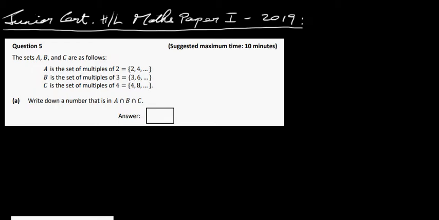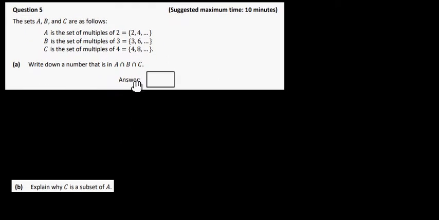Okay, so let's have a look at the Junior Certificate Higher Level Maths Paper 1 for 2019, questions 5 and 6. Okay, so in part A here we are given three sets. A is the set of multiples of 2, B is the set of multiples of 3, and C is the set of multiples of 4. Write down a number that is in the intersection of these three sets.